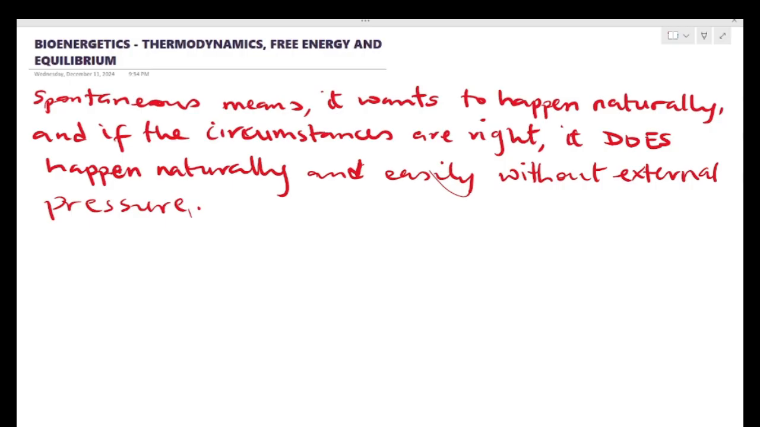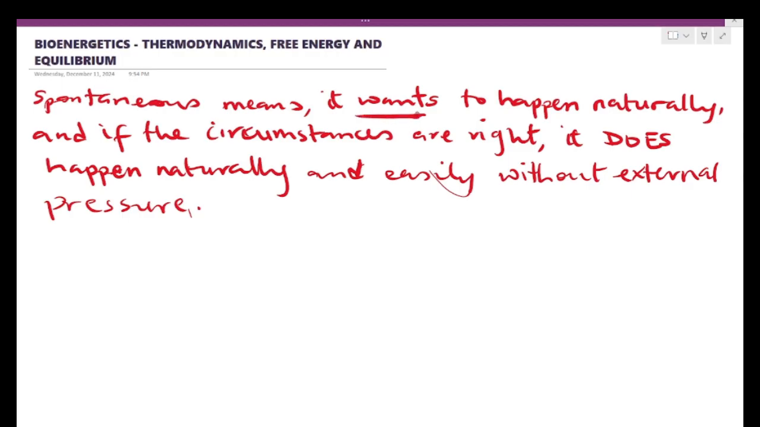We are actually saying that the reaction wants to happen, all things being equal. If the reaction actually starts and the circumstances are good for it to happen, it actually wants to happen, and it will happen without us doing anything about it.